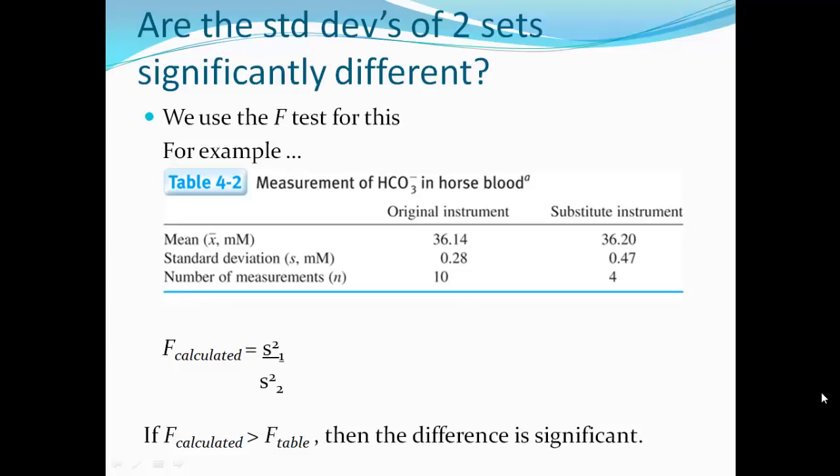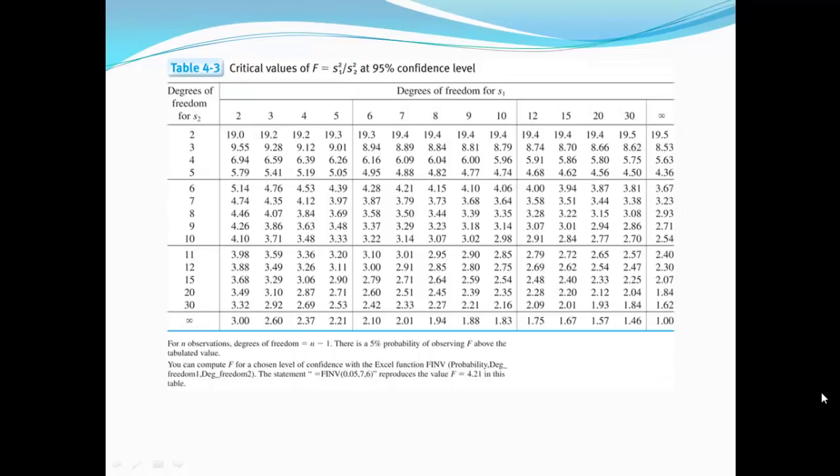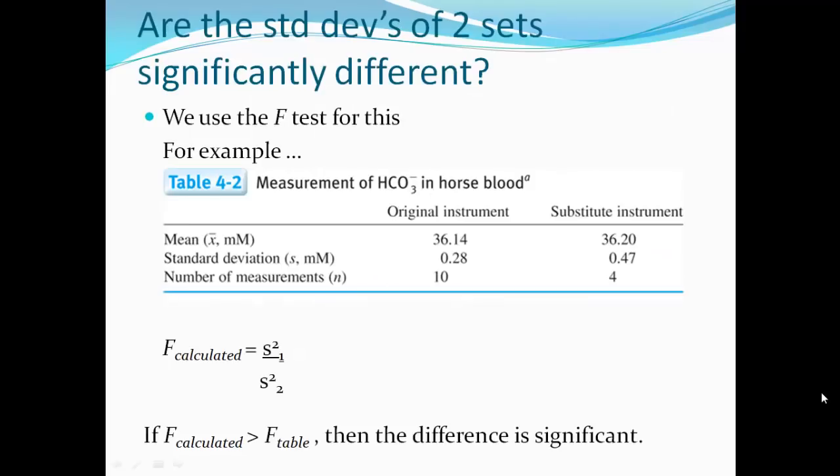So those standard deviations don't really relate to one another. Now, what table am I talking about? Well, it's on page 81 in your book, but I have it here as well. So let's try to do the problem. You can see that the original instrument is 0.28 standard deviation, so we're going to put that one in the denominator. So what we're going to do is take 0.47 squared divided by 0.28 squared, and that is going to give you 2.82. So that's the calculated F value.